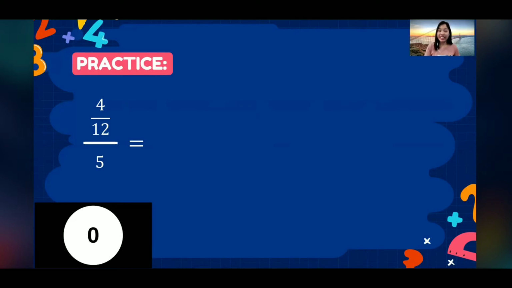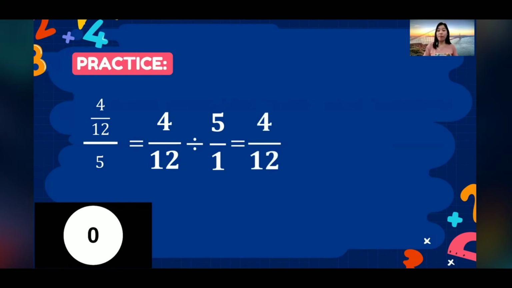First, copy the numerator as our first fraction and then change the line to a division symbol. Since we have a whole number in our denominator part, we will put 1 as its denominator and we'll have 5/1. Keep the first fraction, so we will just copy 4/12, and then change the division symbol to a multiplication symbol, and then after that get the reciprocal of the second fraction, and 5/1 will be 1/5.